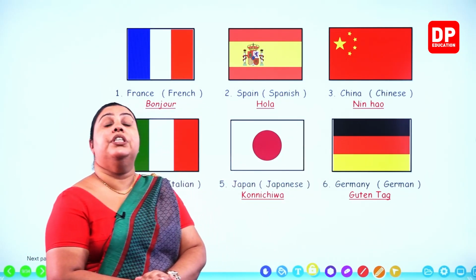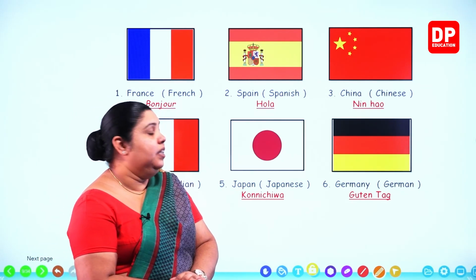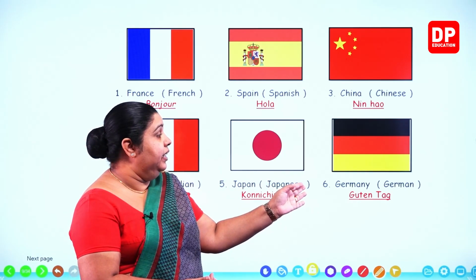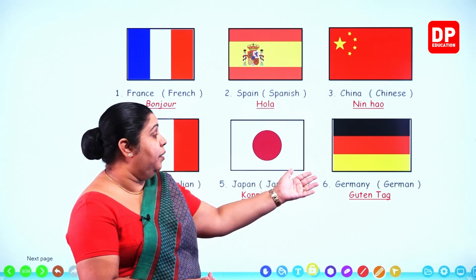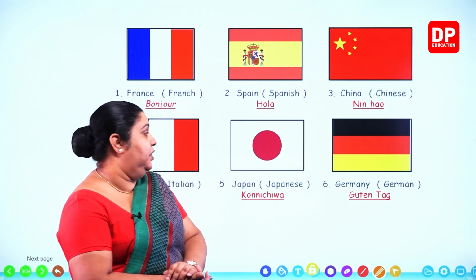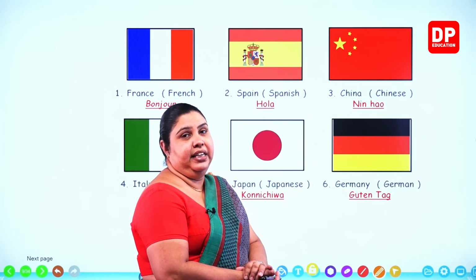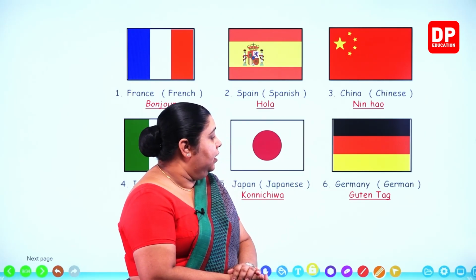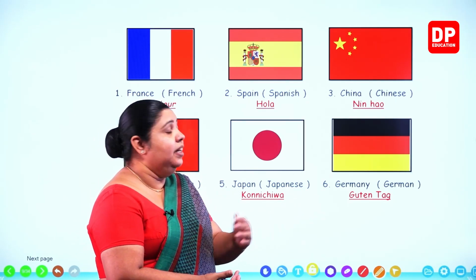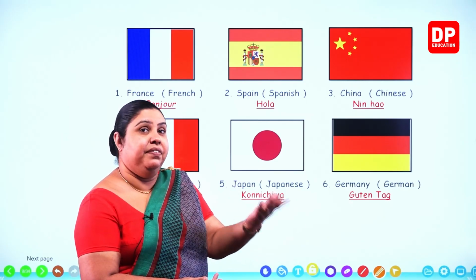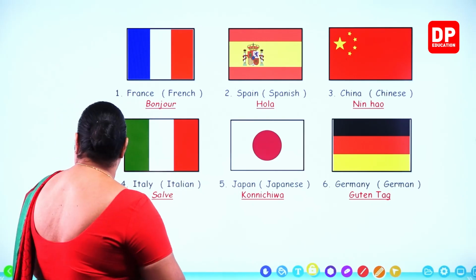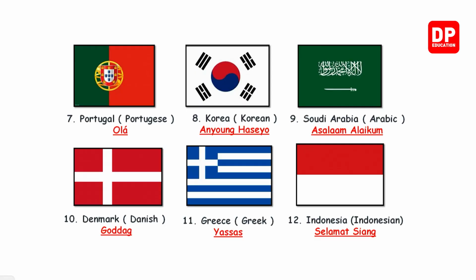Right. Then we have this flag. That is the flag of Germany. We call them German people. They are German. They speak German language. And how do they greet each other? They say Guten Tag, like the way we say ayubowan. Then now we have spoken about 6 countries. Let's move on to our next slide.